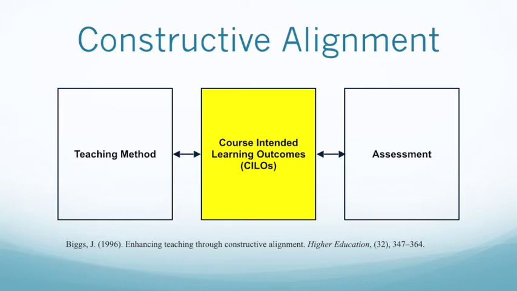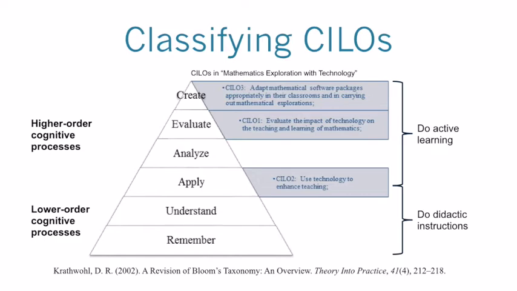Now, constructive alignment means that we need to design the teaching method and the assessment around these intended learning outcomes to make sure that these learning outcomes can be achieved at least at the design level. How do we do this? To do this, we classify the learning outcomes according to the levels of cognitive processes involved in the learning.